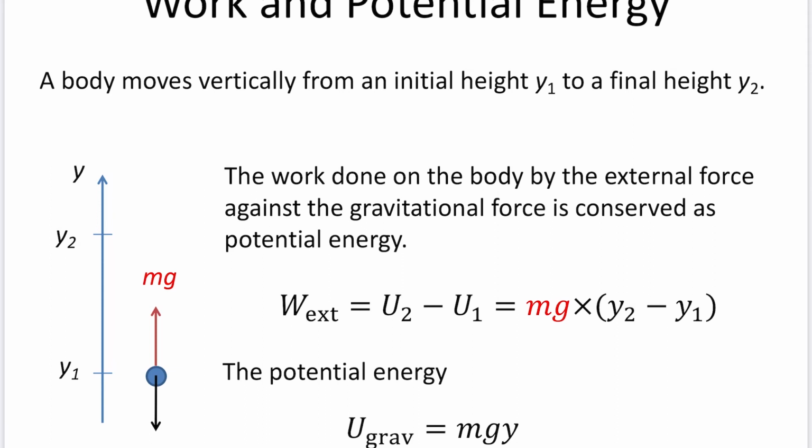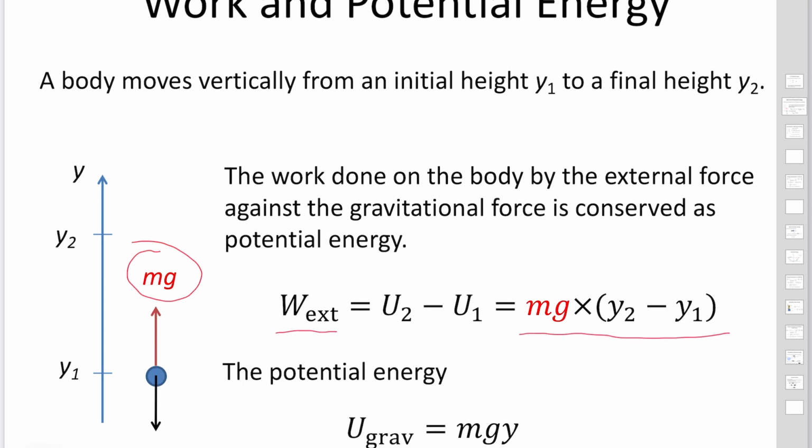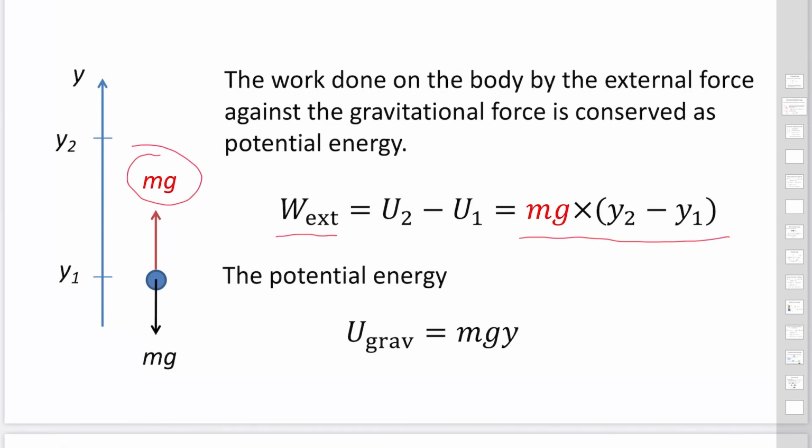So in this case, the gravitational force of mg is acting on the ball. Then we need to apply an external force of mg upward, against the gravitational force, to change the position of the object. So mg is applied to move from the initial y sub 1 to y sub 2. We'd like to calculate how much work is done by the external force. W sub external is equal to mg times y sub 2 minus y sub 1. This is the work done by the external force. Work done by the external force is stored as potential energy. So by comparing these two equations, we can introduce the gravitational potential energy: U sub grav is mgy.